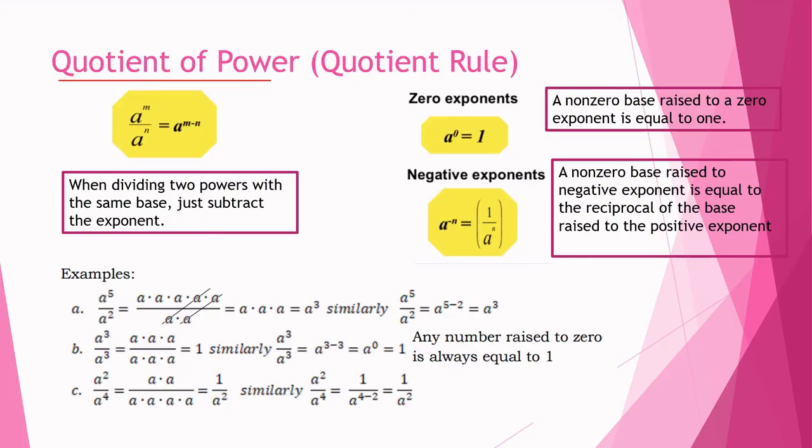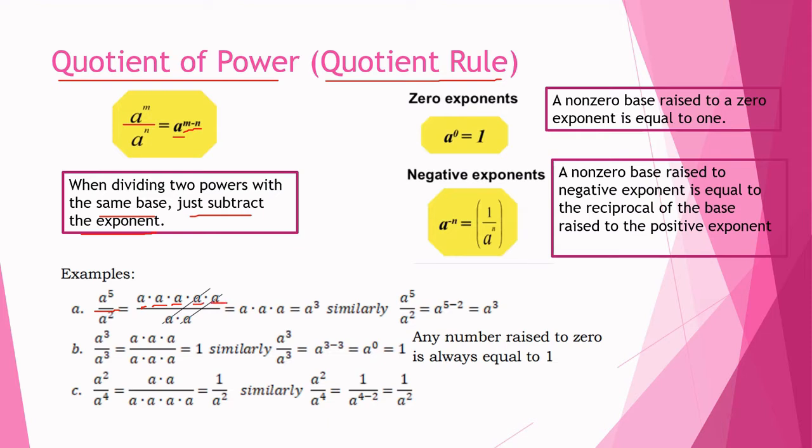Next is the quotient of powers or the quotient rule. For any number a and integers m and n, we have a raised to m over a raised to n is equal to a raised to m minus n. So, meaning, when dividing two powers with the same base, just subtract the exponents. So this time, ima-minus ninyo exponent nang magkaparehas ang base. For example, a to the fifth over a squared. So a to the fifth means a times a times a times a times a.